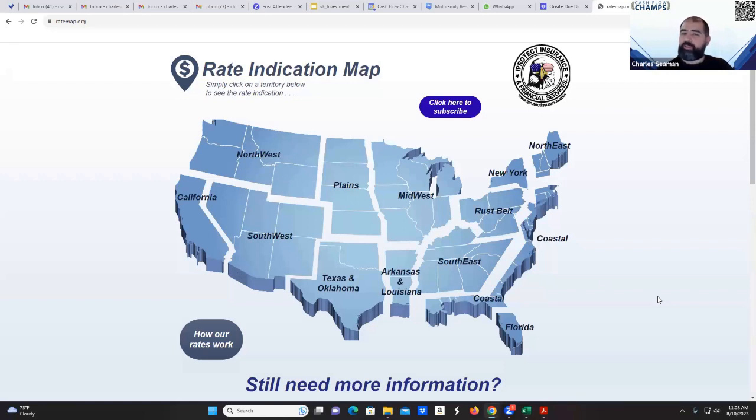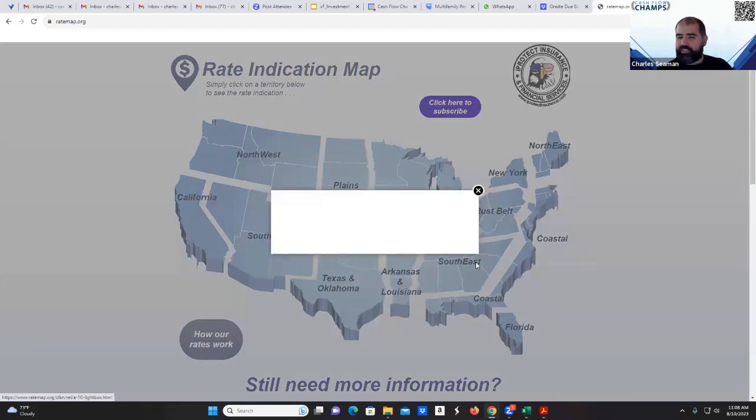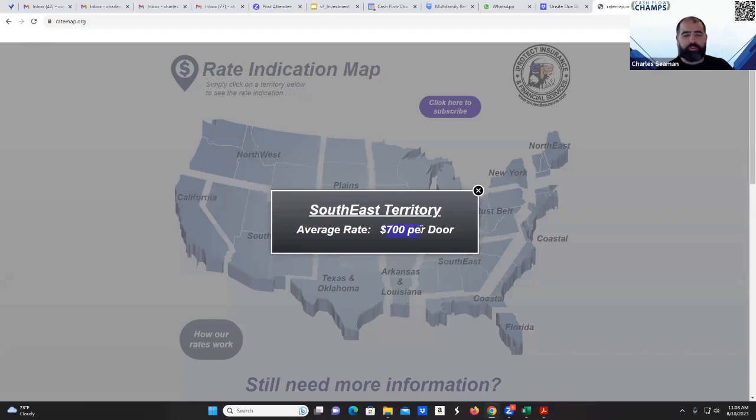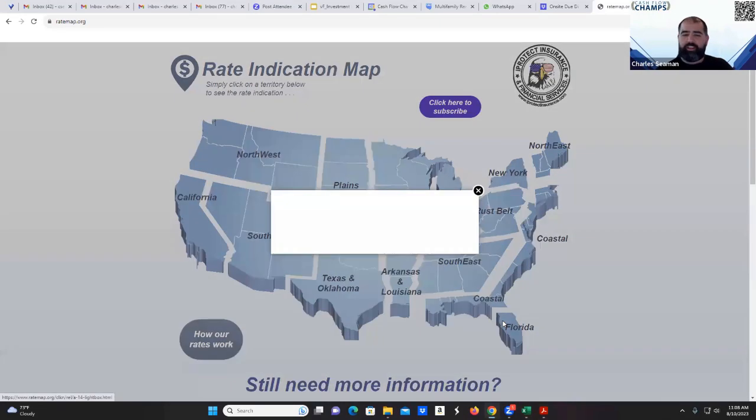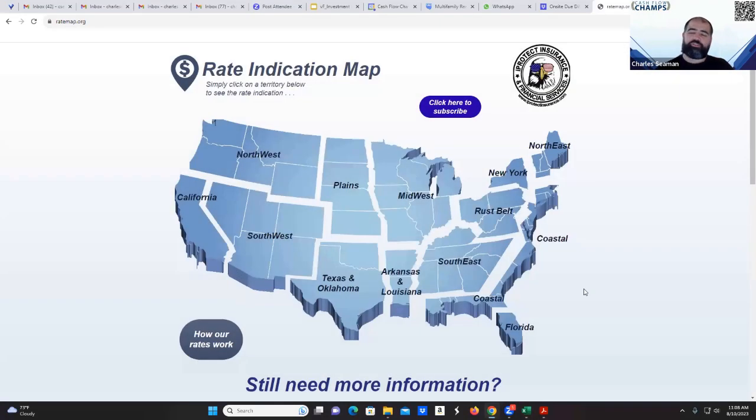And what they do is they update this site every month. So you can click on the region that you're looking to buy property in. We buy mostly in the Southeast. So it's going to tell you where rates are right now, and then you'll see that change from location to location. So the Southeast is going to be different than the coastal, and that's going to be different than Florida. So things are changing on a rapid basis. Make sure you're getting good information.